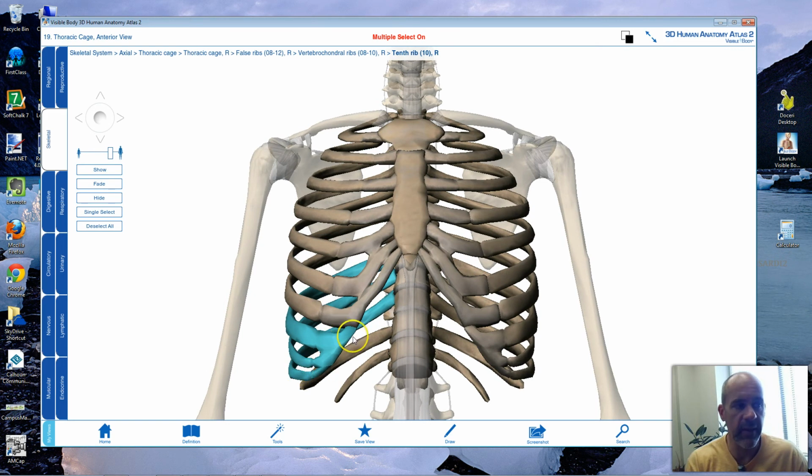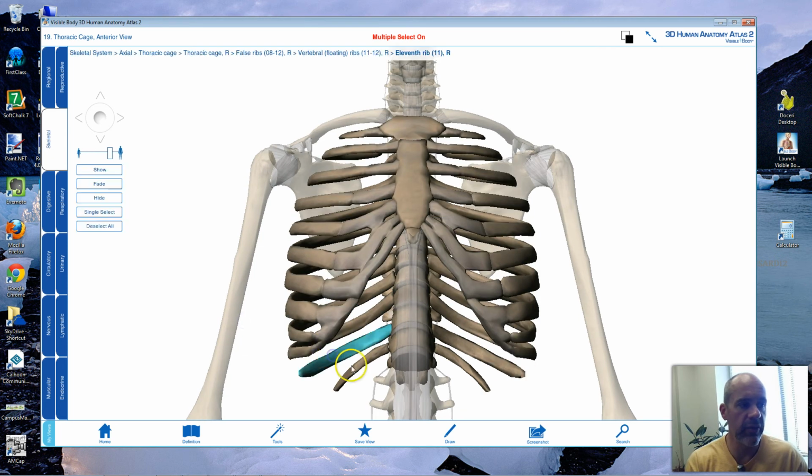You can see right in there. And then that connects into the cartilage of this rib. So those ribs extend from a vertebra on the back to the 7th rib cartilage over here on the front. So that's where they get their name, vertebrochondral.